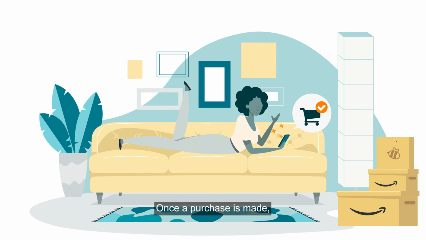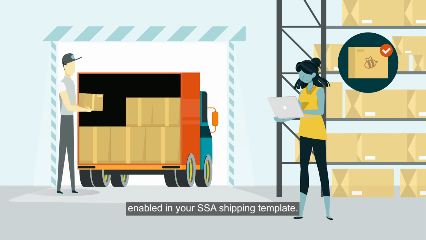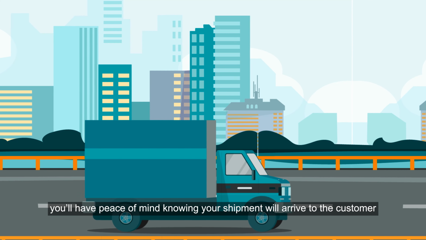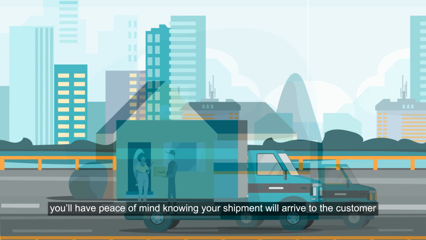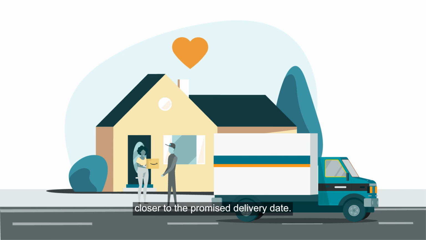Once a purchase is made, you'll ship the order using the shipping services enabled in your SSA shipping template. And once your order is in transit, you'll have peace of mind knowing your shipment will arrive to the customer closer to the promised delivery date.